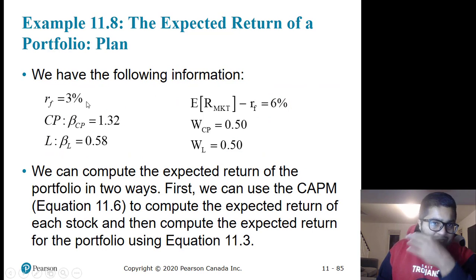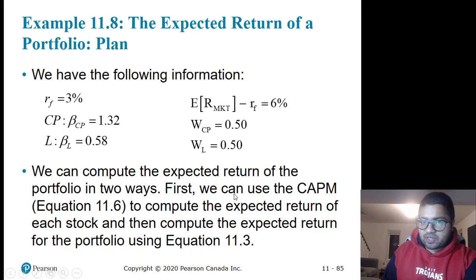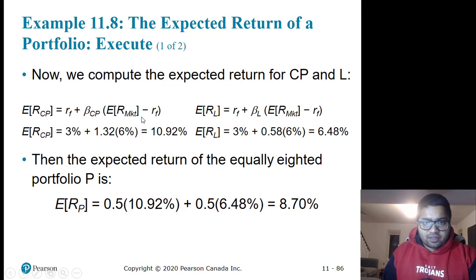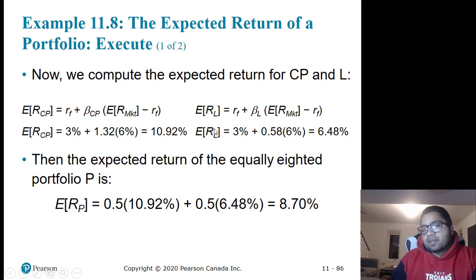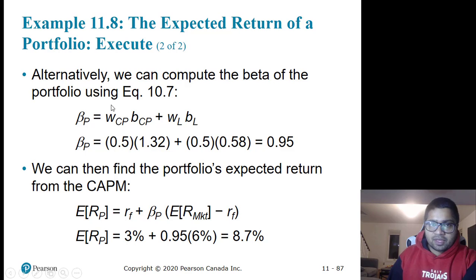So we have the following information. The risk-free rate is given, betas are given, weights are given. We can compute the expected return of the portfolio in two ways. First, we can use the CAPM model to compute the expected return of each stock, and then compute the portfolio's expected return as the weighted average. So the expected return on CP is the risk-free rate plus beta times the risk premium, and the same for Loblaws. So 0.5 times 10.9, plus 0.5 times 6.8.